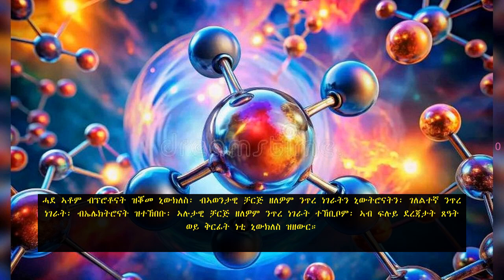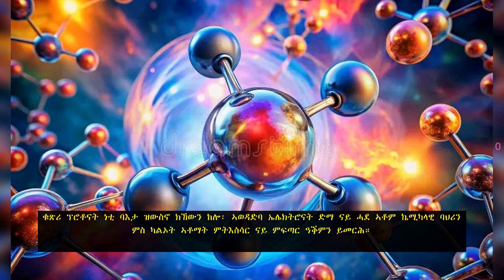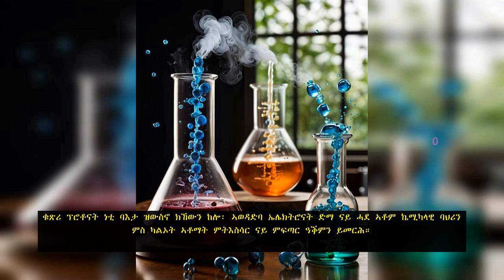surrounded by electrons, negatively charged particles, that orbit the nucleus in specific energy levels or shells. The number of protons determines the element, while the arrangement of electrons governs an atom's chemical behavior and its ability to form bonds with other atoms.